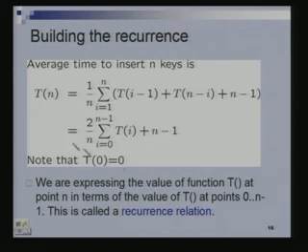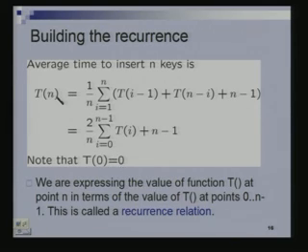So such a thing is called a recurrence relation. This is a function t, which is a function of n. We are expressing the value of this function at point n in terms of its value at previous points. So I can use this relation to compute t of 0, t of 1, t of 2 and so on. So t of 0 is 0.